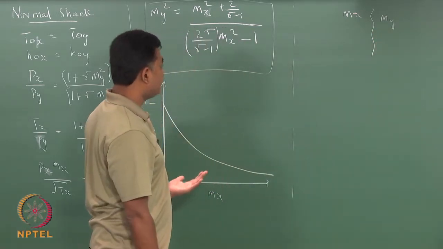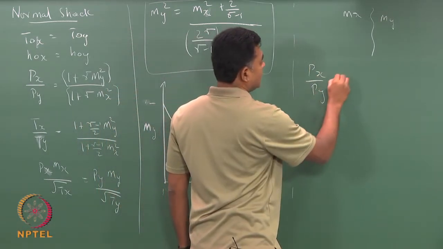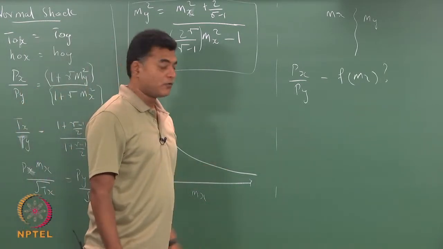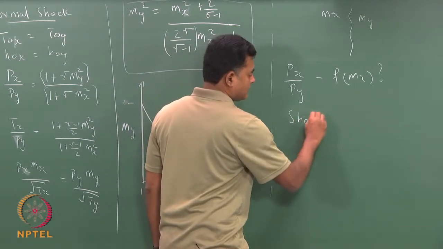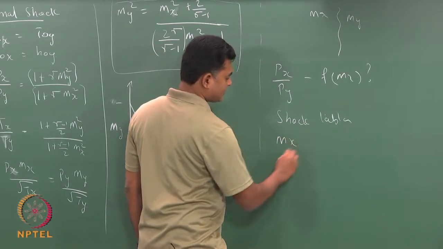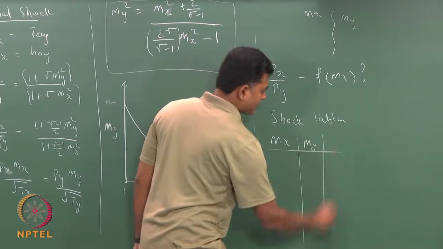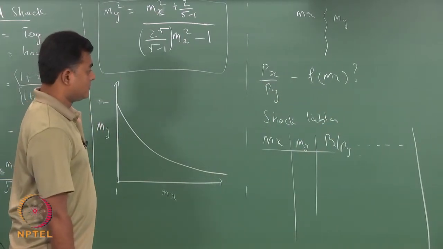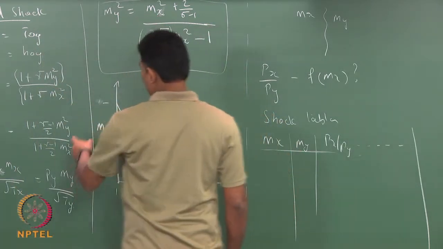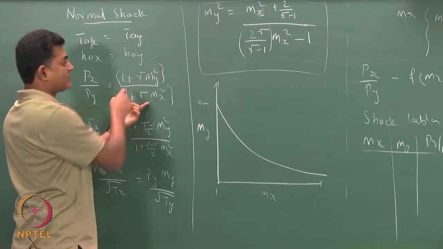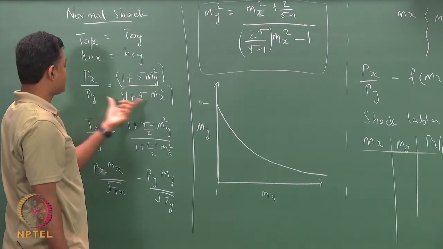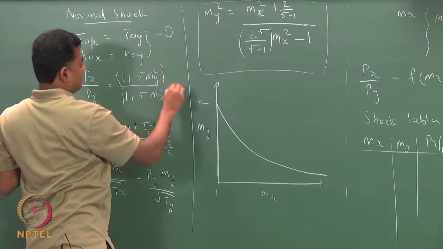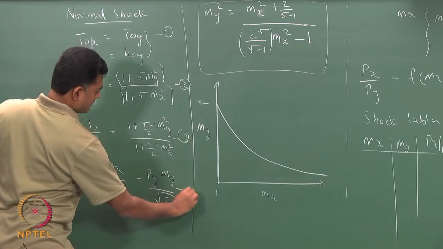Likewise, if we can relate these ratios in terms of Mx, that is Px by Py, Tx by Ty or rho x by rho y, then we can have something called shock tables, where I write my Mx, then I can get my My, then I can get these ratios which we have been talking about. So, I substitute My in these equations. Say, for example, I substitute My in the Px by Py equation, so I would eliminate My with this. Let us call these equation 1, equation 2, equation 3 and equation 4.